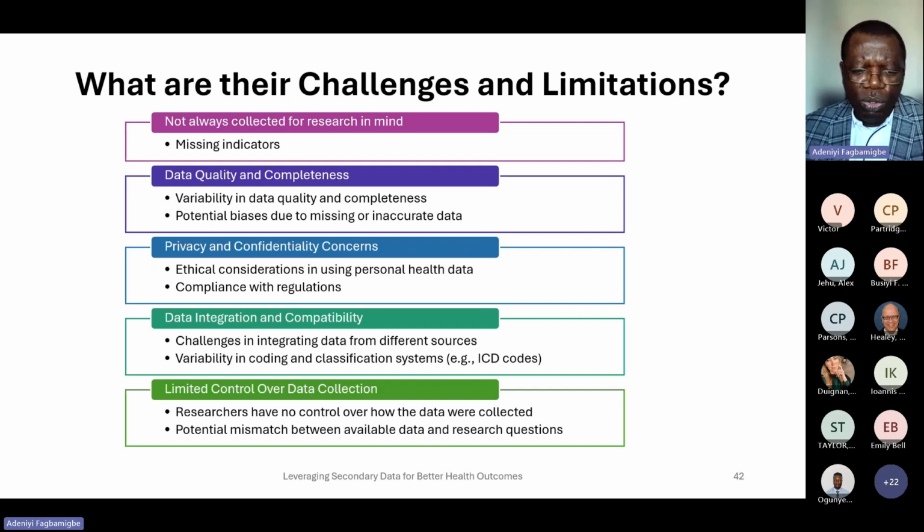Another thing is limited control over data collection. Researchers have no control over how the data were collected, so there can be a mismatch between the data and the research question. However, it depends on those that collected the data. If they've done their job thoroughly, it will be easier, but of course, there are potential challenges.